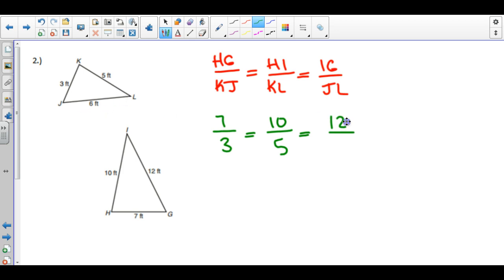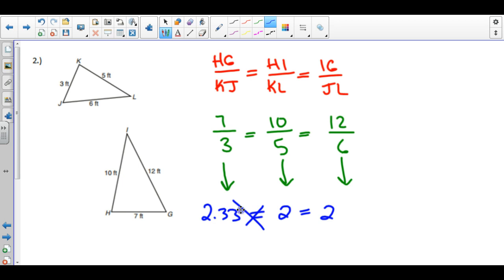and JL was 6. So now what I'm going to do is divide these, and if these three numbers come out to the same ratio, that means these triangles are similar. So I'm going to take 7 divided by 3, and it looks like I get about 2.33. And I want to know if that is equal to 10 divided by 5, and you guys know 10 divided by 5 is 2, and 12 divided by 6 is 2. So I have that 2 of my ratios are similar, but this third one is not. So cross that off, and you could say that these triangles are not similar.